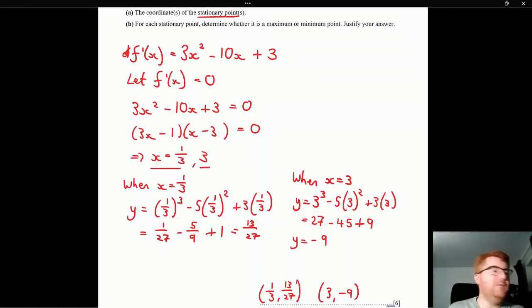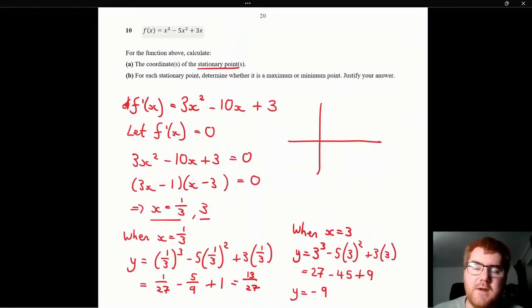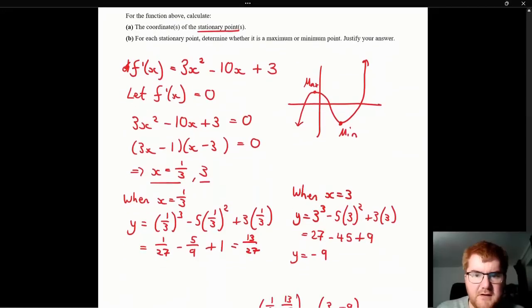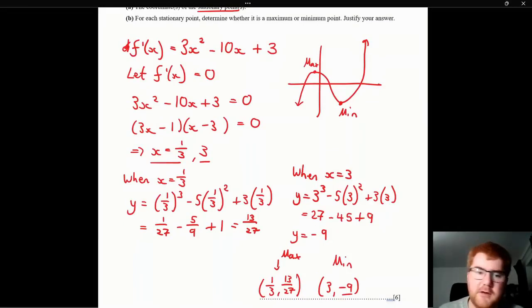Now, it's kind of a lazy way you can actually do this. If you take a general cubic, so a general positive cubic, it always has this particular shape. So the maximum comes first, and then the minimum comes second. So if we take our coordinates, the third needs to be the maximum, and 3 needs to be the minimum. And it makes sense from the y coordinates we have here as well.